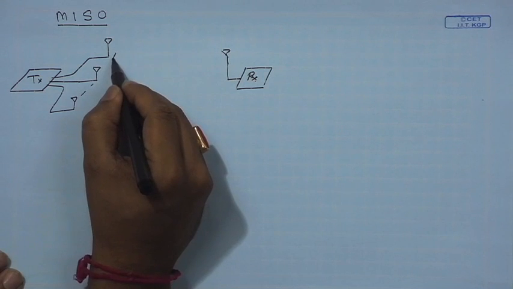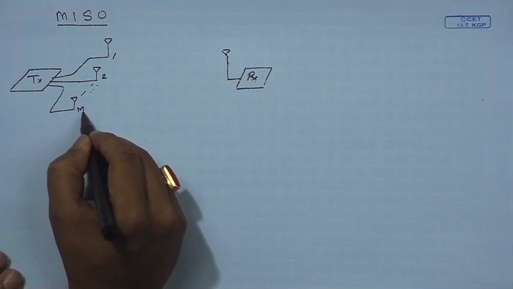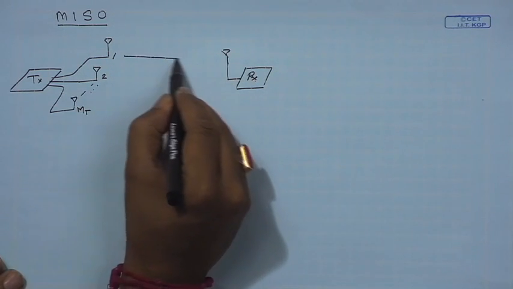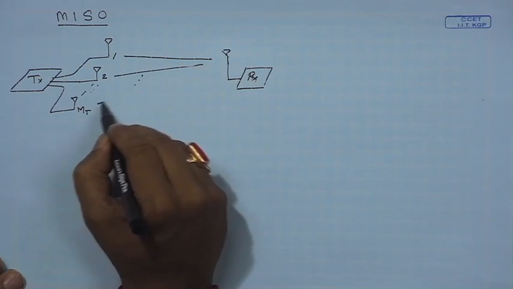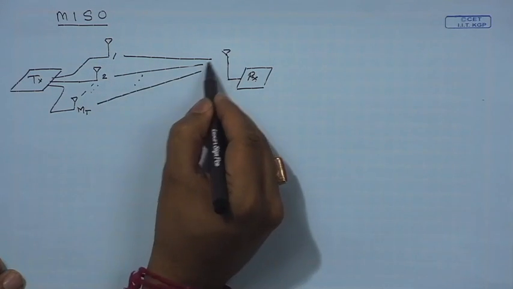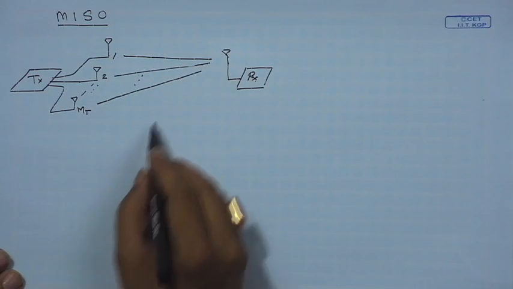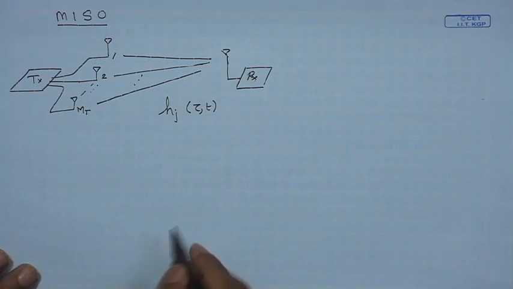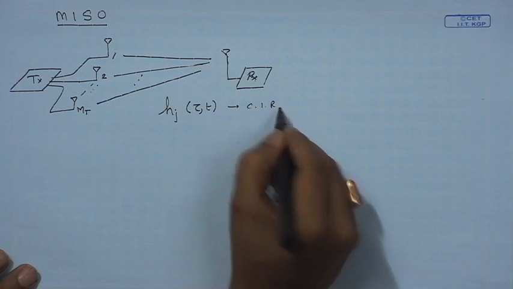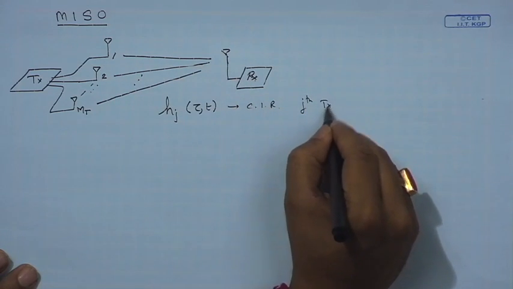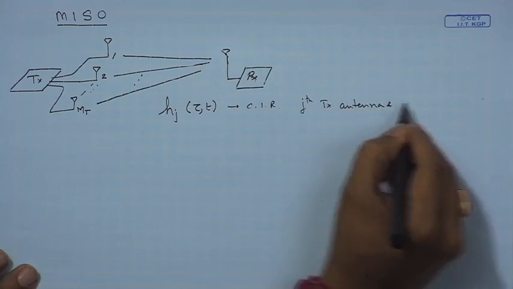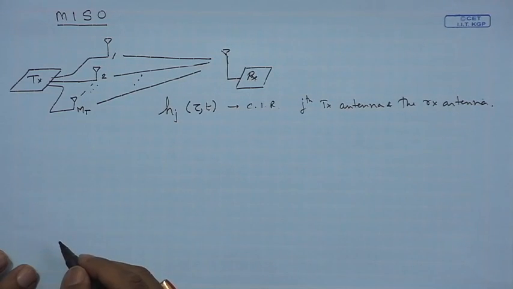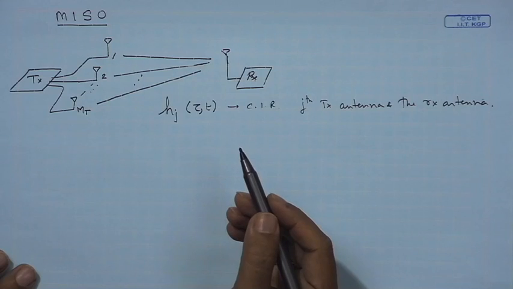So here we would mark them as the first antenna, the second antenna, up to M_T, indicating the transmitter antennas. And so here there are M_T number of SISO links. Each of them is SISO. SISO means single input, single output. So these are the different SISO links, and here we would identify each channel as h_j(tau, t), which would be the channel impulse response between the jth transmit antenna and the receive antenna.